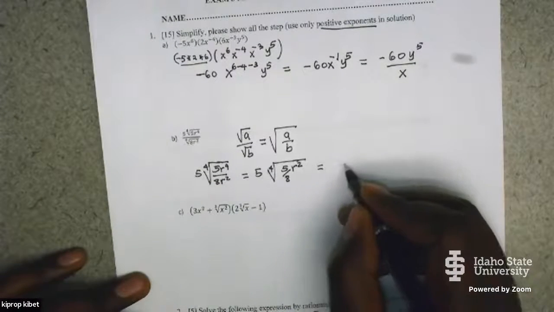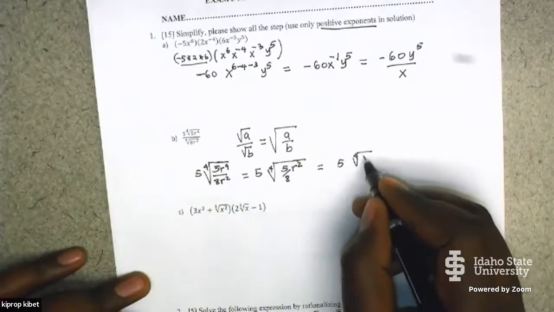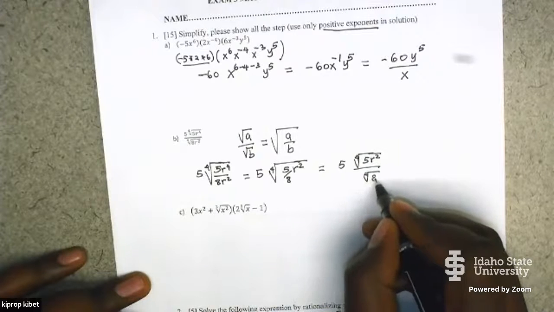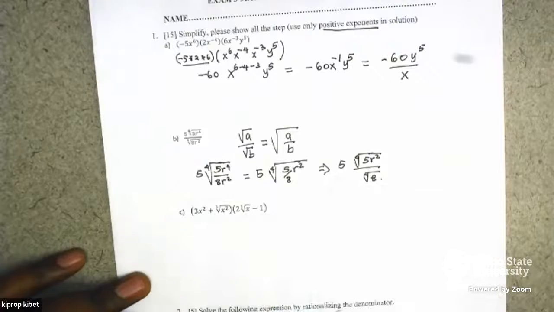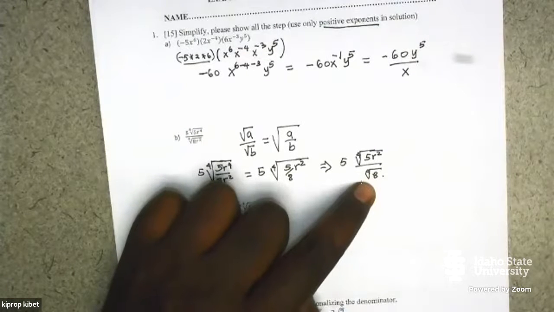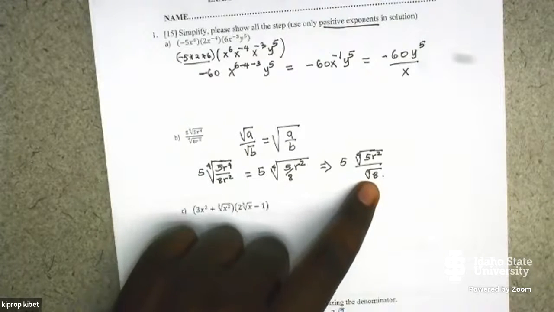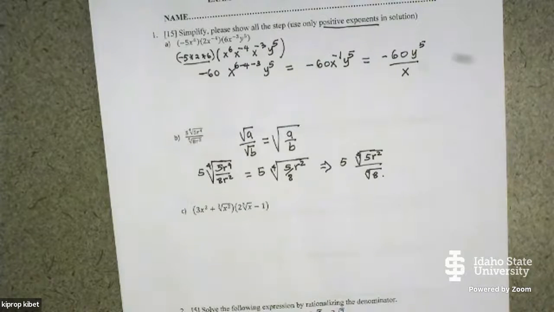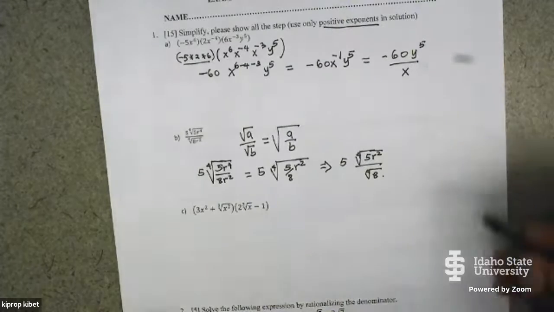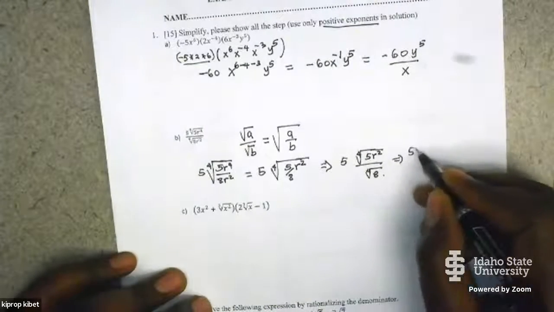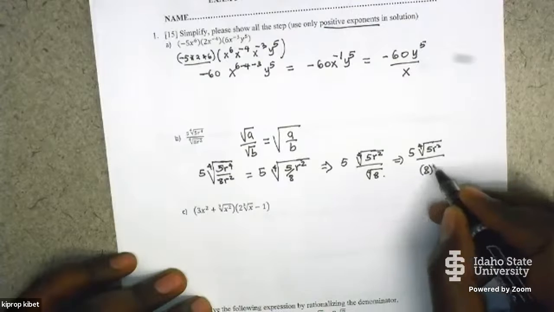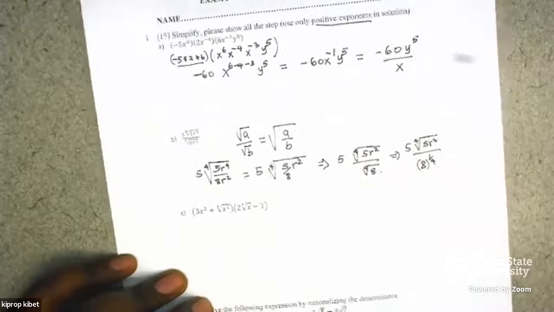Or you can write this as 5 times the fourth root of 5r squared all over the fourth root of 8. And then you do what? Multiply by 2 square root of 2. So how can you remove the fourth root of 8 there? This is similar to 5 times the fourth root of 5r squared, all over 8 raised to what? 1 over 4, right?